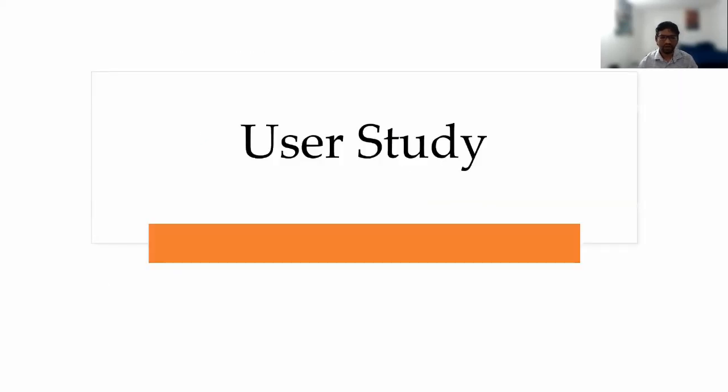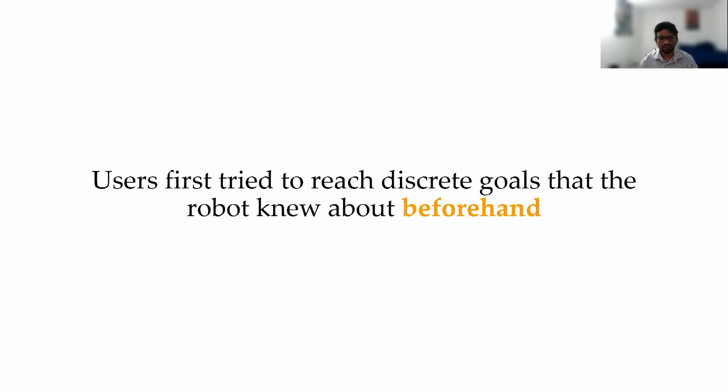With our method working well in simulations, we decided to test it out in the physical world with actual users. The study is split into 3 parts, and in each part, users were tasked with either teaching the robot new skills or evaluating its performance on skills it's already familiar with. In part 1, users tried to reach for discrete goals that the robot had already seen before.